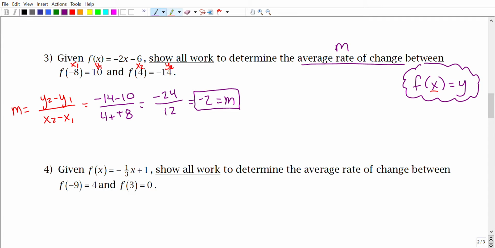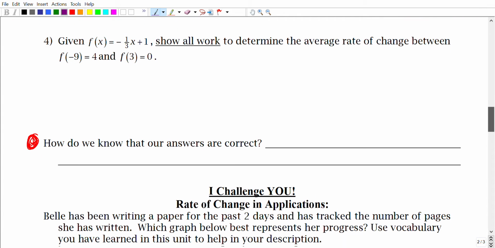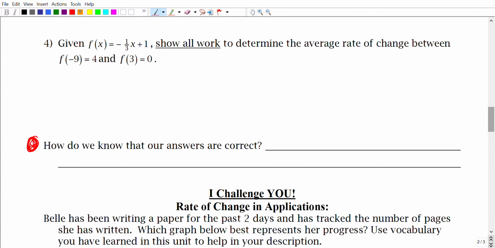Now, again, compare that slope that we just found to something in the original equation, in the original function, and you'll start to notice some similarities. All right, so hopefully you guys got number 3 right. Let's go ahead and try out number 4, see how you do on that.